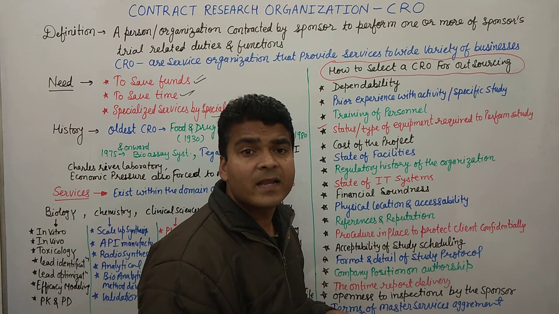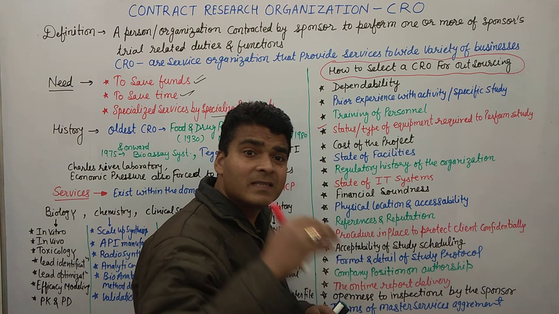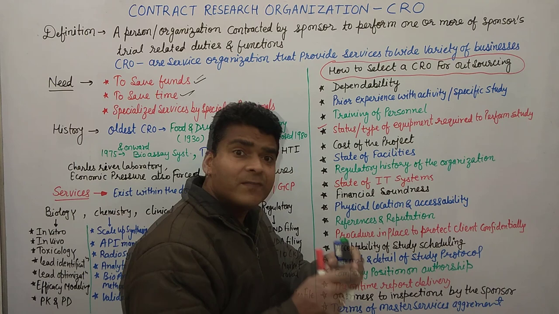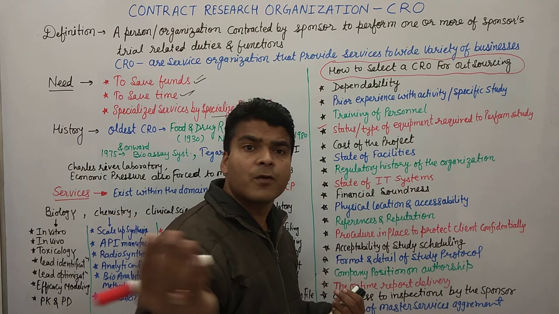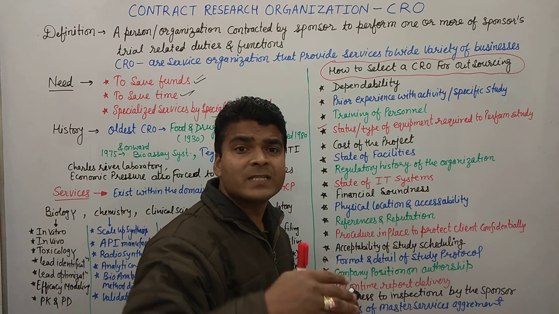Then the cost of the project. What kind of cost the CRO is proposing to the sponsor, that is important. If the sponsor is selecting 5 CROs and giving the same task to all 5 and then asks for the quotation, then what kind of quotation they are giving matters, meaning who is proposing a higher cost and who is proposing a lower cost. So that is also an important part.